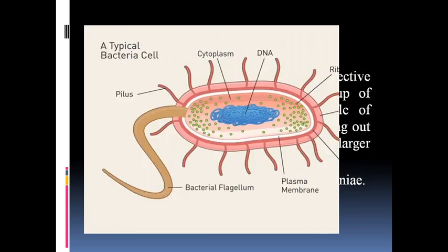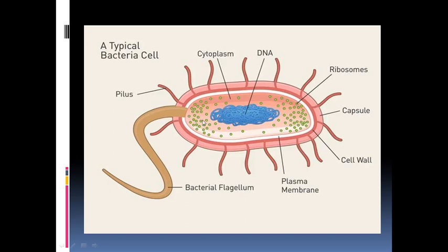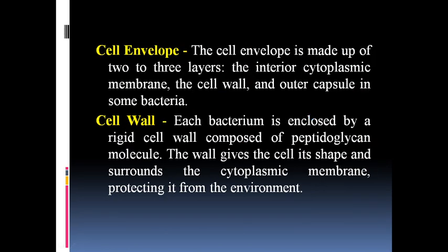See, don't get confused. This is completely the cytoplasm. Just over that, one membrane is there, that is called the plasma membrane, or the cytoplasmic membrane. After the plasma membrane, the cell wall is there. After the cell wall, the capsule. Okay, 3 layers are there. So, the cell envelope is made up of 2 to 3 layers. For a few bacteria, only 2 layers will be there, and for a few bacteria, there will be a third, outer layer called the capsule.